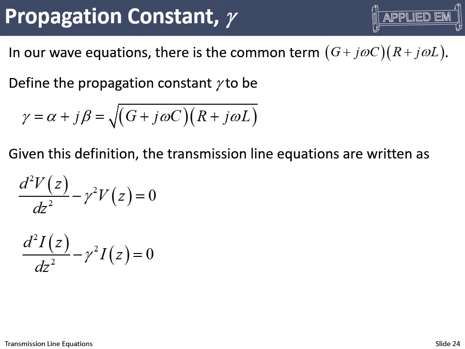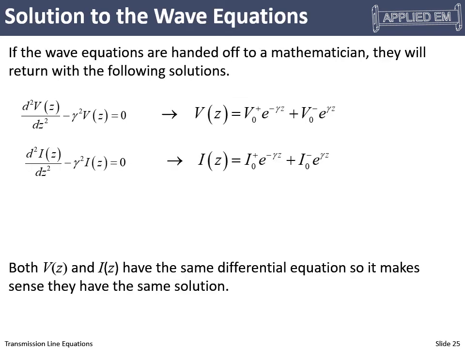That lets us write our wave equations in terms of voltage and current this way, just in terms of gamma squared. And these differential equations are actually the same wave equations we had when we talked about waves in electromagnetics. So if we handed those equations off to a mathematician, and we didn't even have to tell the mathematician what they were, the mathematician could return the solutions to those. One solution for voltage, one solution for the current, and if we look at that, we see it's really the same solution, and that makes sense because it came from the same differential equation.